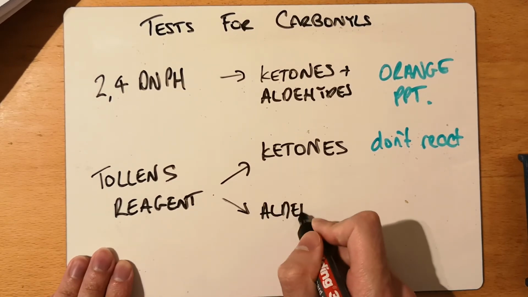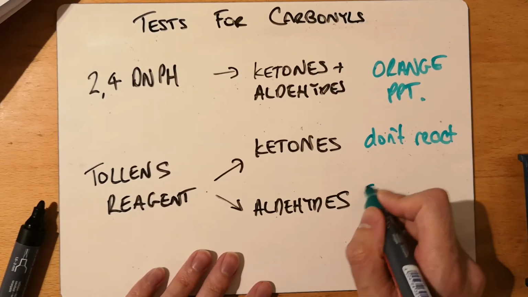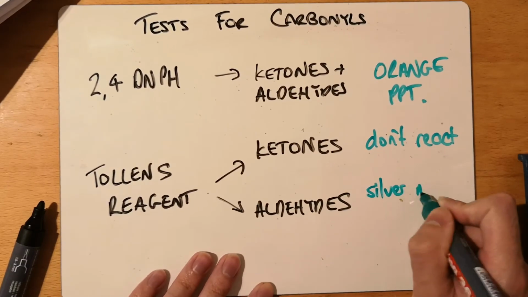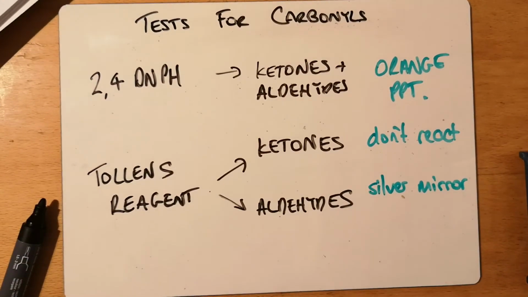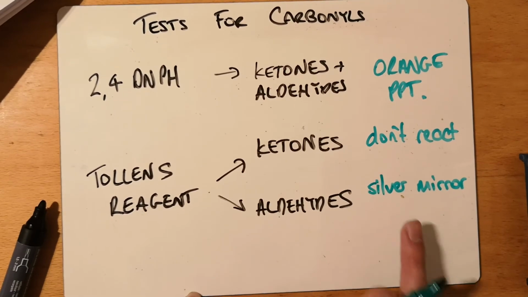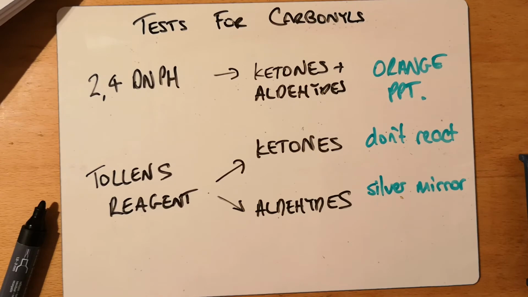Aldehydes form a silver mirror, unless I've done the practical, in which case you'd see nothing because I'm useless. But the aldehydes will react with this to form a silver mirror, ketones don't. So we can use this to identify which carbonyl we have.